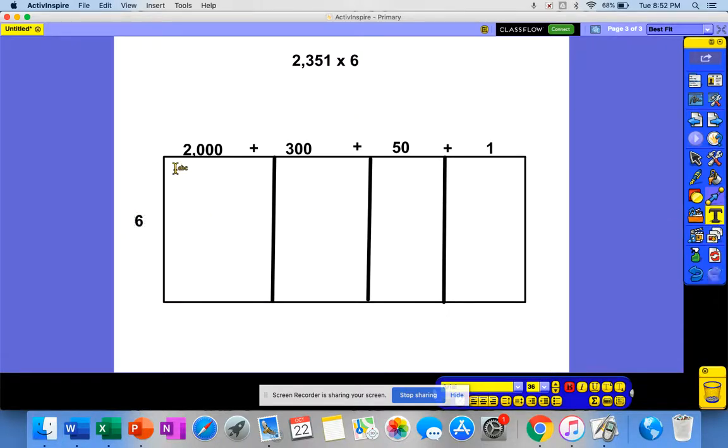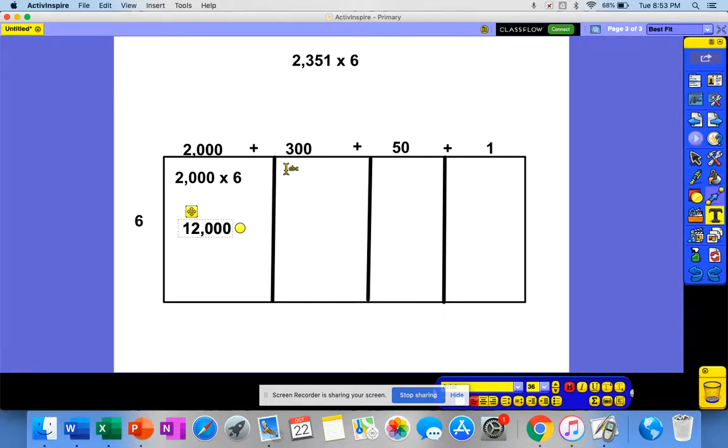Then we're going to, again, multiply. 2,000 times 6. And a lot of times it helps them to remember that they're going to drop down those zeros because we're actually going to be multiplying in the thousands place. So they're going to drop down their 3 zeros and then multiply 6 times 2. So that is 12,000.